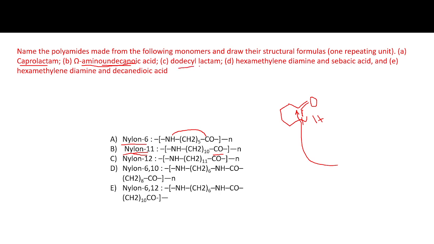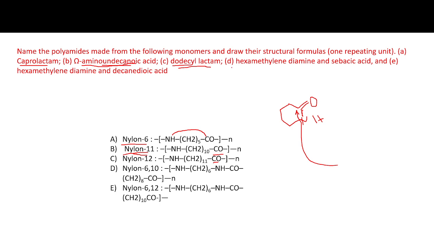Similarly, dodecyl lactam is the 12th member, so there must be 12 carbon units present. From the 12 carbon units, one is the C double bond O, CONH, and the repeating unit will have (CH2)11.